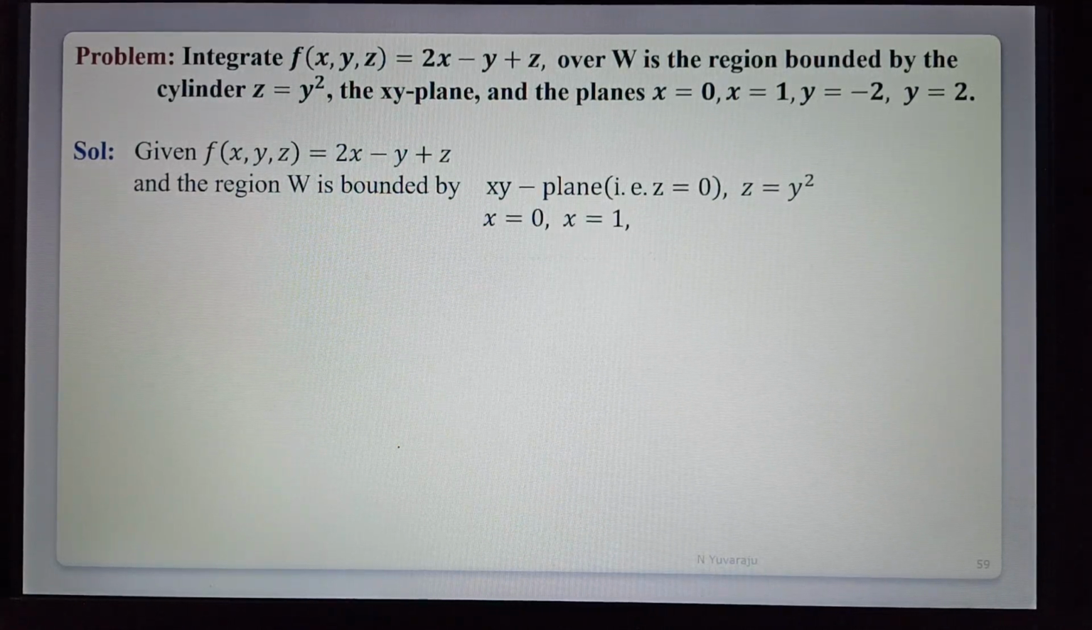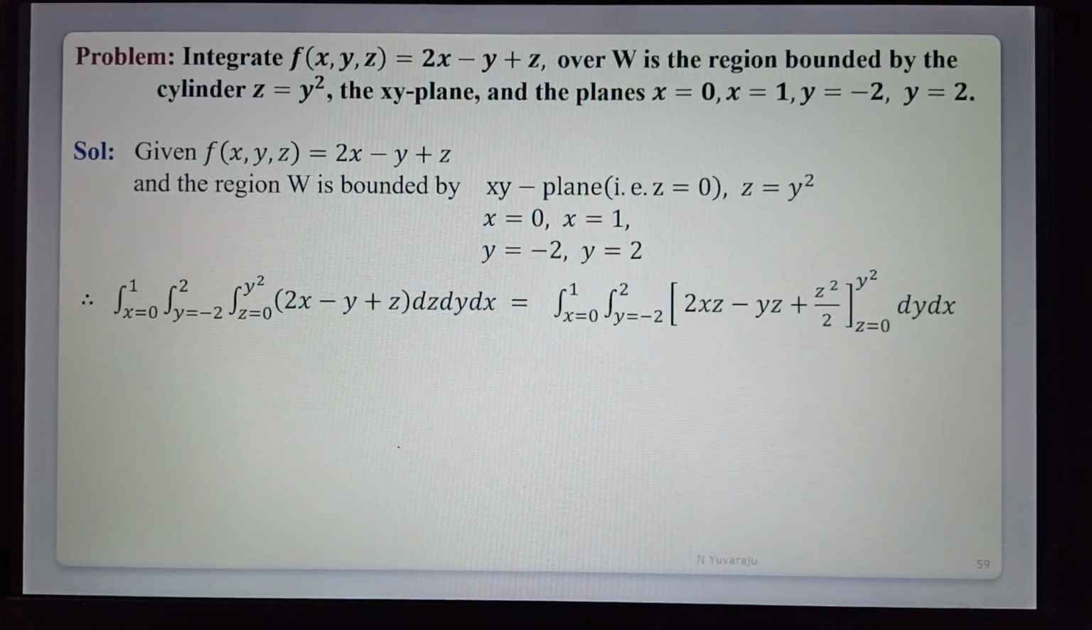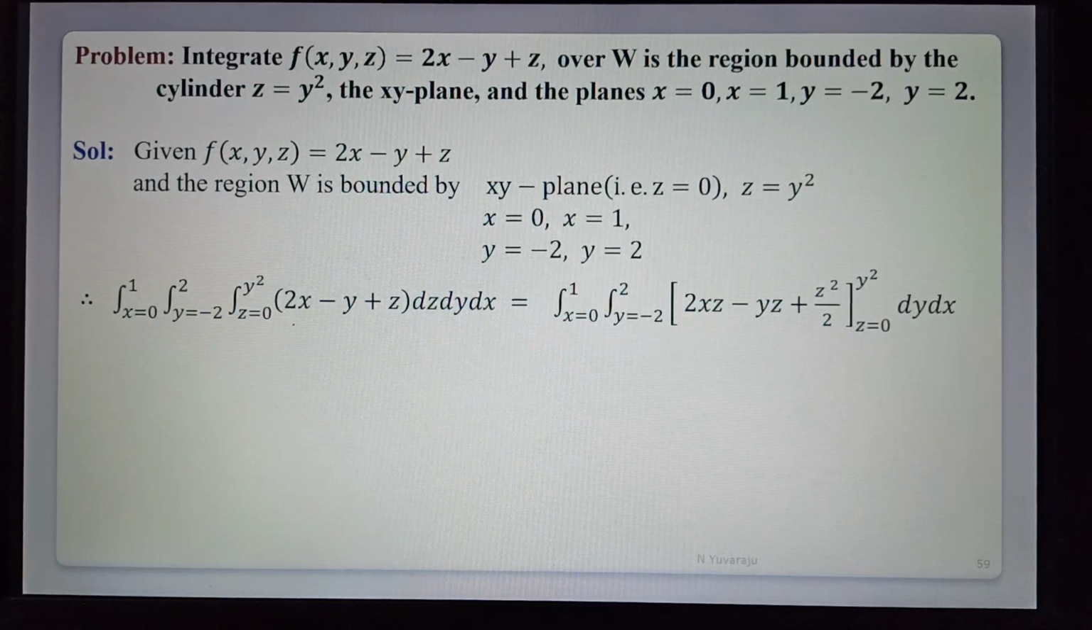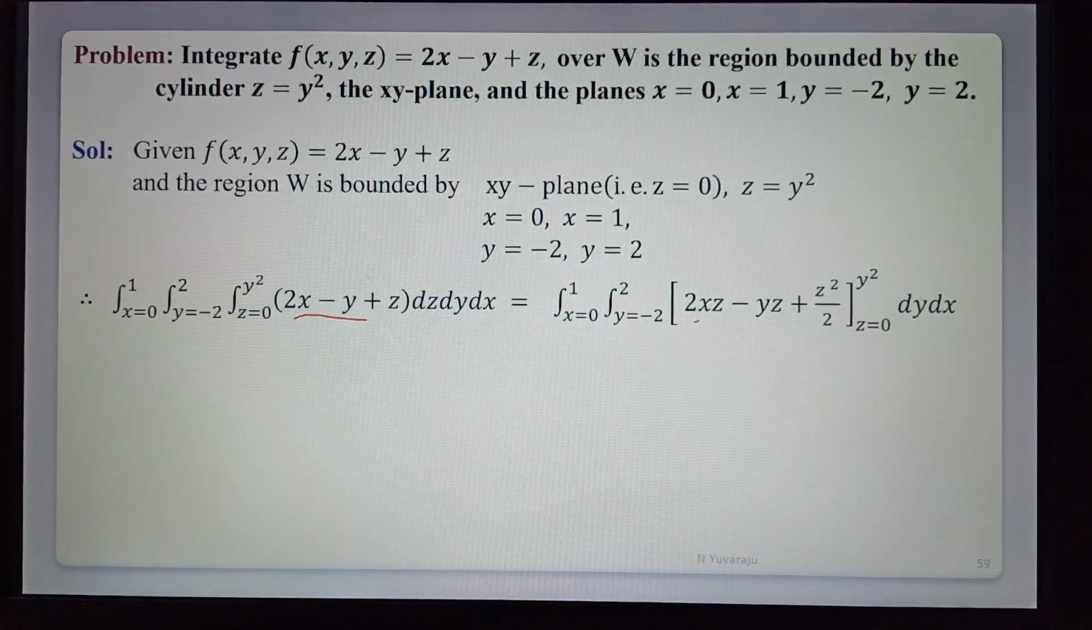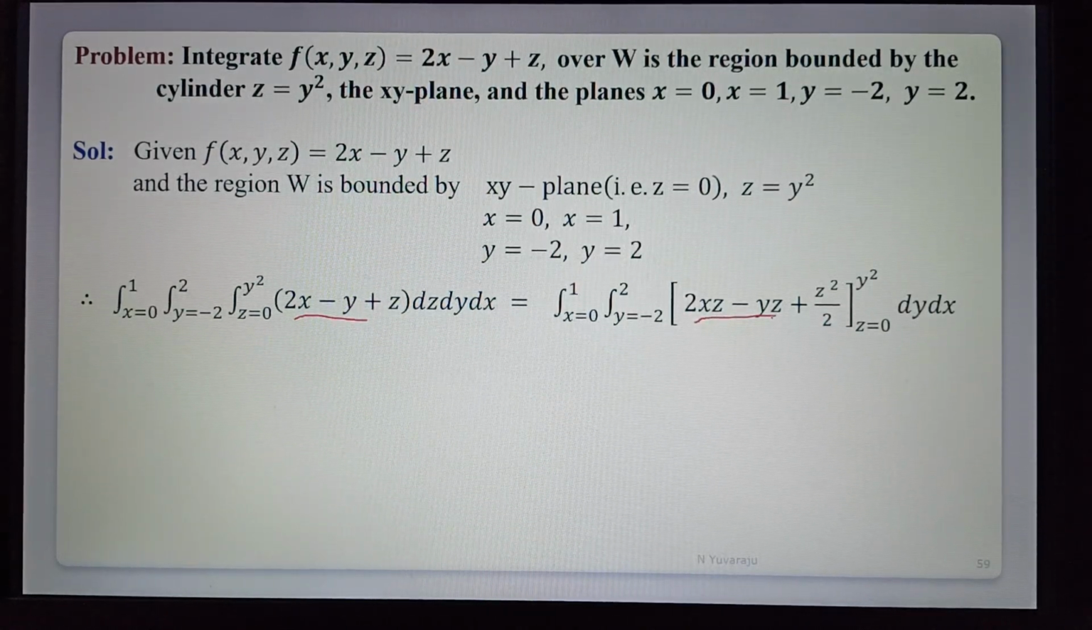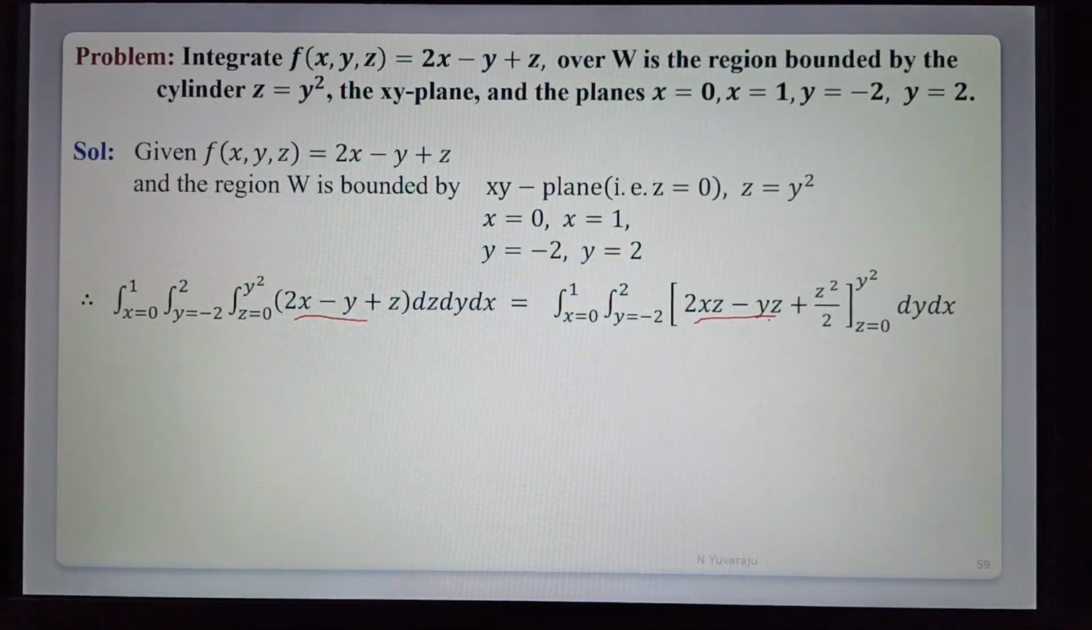So that is equal to x limits clearly 0 to 1, y limits minus 2 to 2. Therefore the given integration: x limit 0 to 1, y limit minus 2 to 2, z limit 0 to y square. Given function 2x minus y plus z, that is equal to integration 0 to 1, integration y is equal to minus 2 to 2. So integration of 2x minus y plus z with respect to z first of all, that is 2xz minus yz plus z square by 2, z limit 0 to y square.